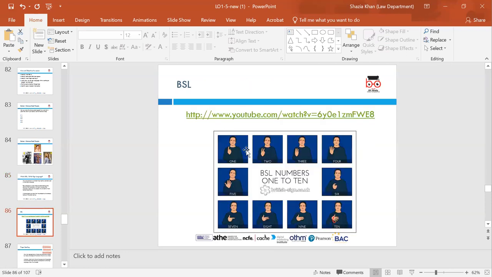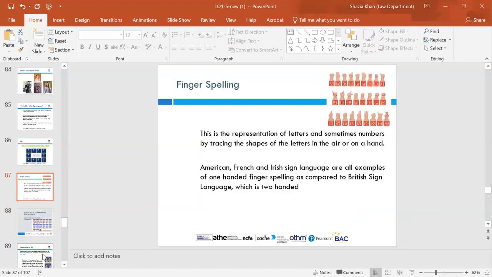Then we've got British Sign Language, and there's a video here that you can look at in regards to how sign language is used within organisations, or in trying to use sign language for communicating with individuals. Finger spelling is the representation of letters and numbers by tracing the shapes of the letters in the air or on a hand. American, French, and Irish Sign Language are all examples of one-handed finger spelling, as compared to British Sign Language, which is two-handed.